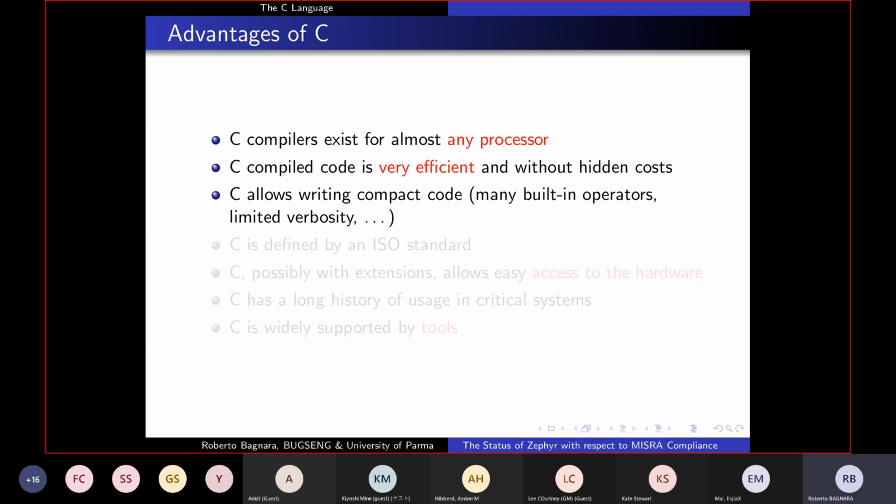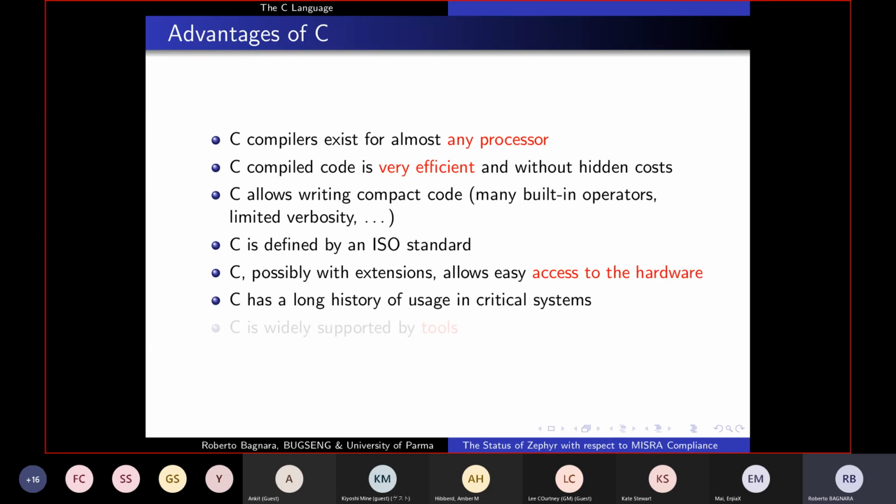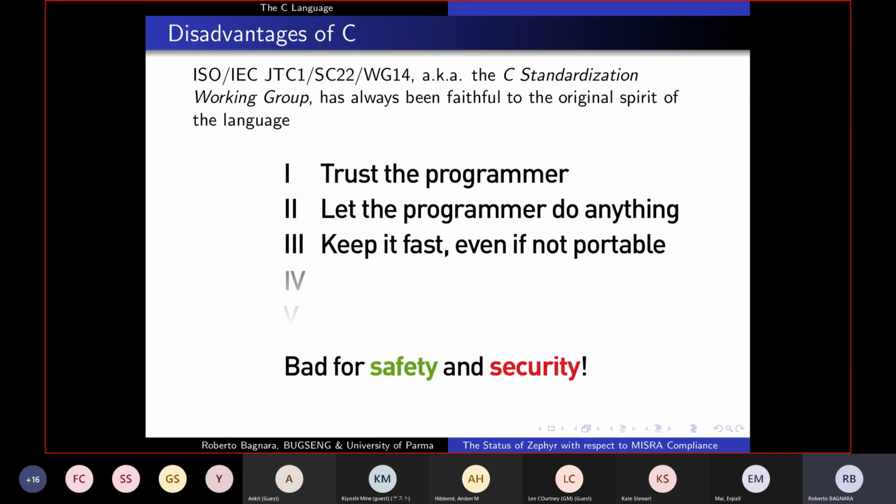C allows writing compact code. There are many built-in operators, and you can write quite complex things with a limited number of lines of code. It is defined by an ISO standard, and possibly with extensions it allows easy access to the hardware, which is essential when you develop operating systems or embedded systems in general. And C has a long history of usage in all fields, including critical systems. And C is widely supported by tools. So these are all advantages of C, and they are such that even today, C is the most used language overall, and in particular for the development of embedded systems.